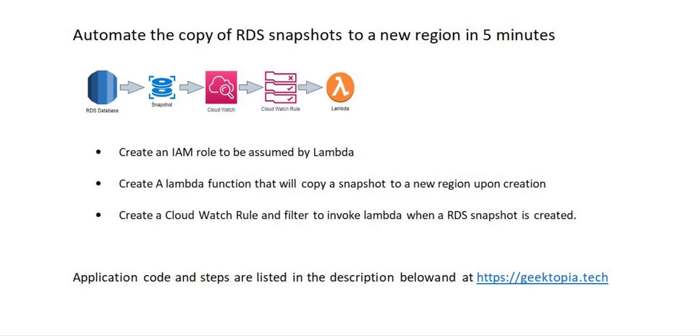We'll accomplish this task by creating a new IAM role that will be assumed by Lambda. We'll create a Lambda function to copy the snapshot to the new region when the event is received. And finally, we'll create a CloudWatch rule and filter to invoke the Lambda function when a snapshot is created. Let's get started.